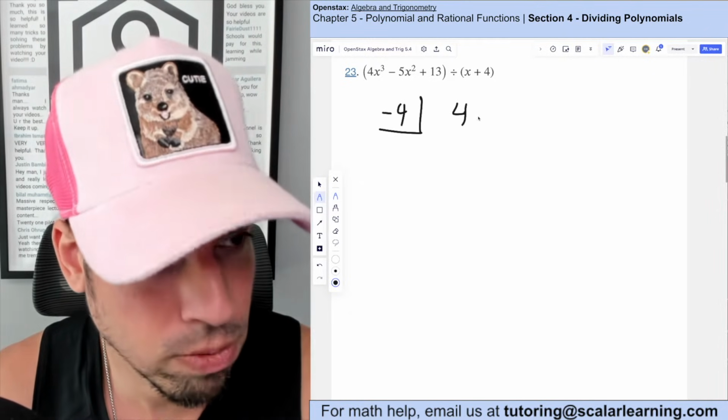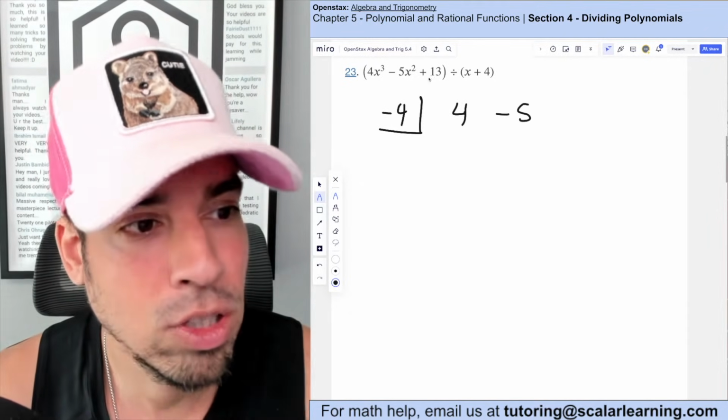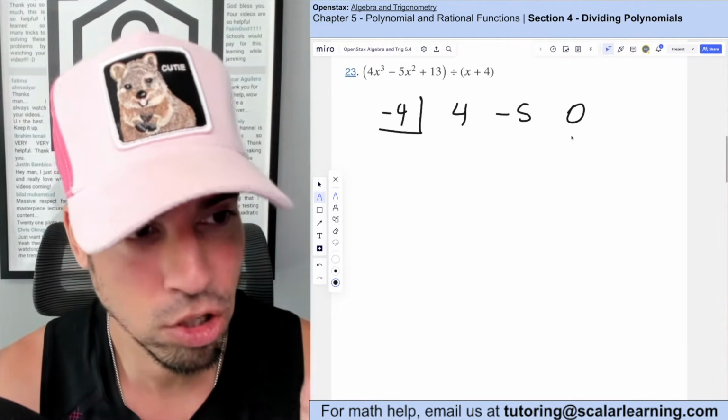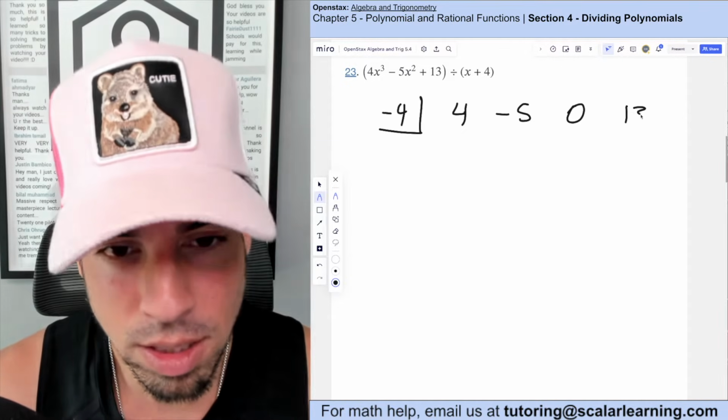So first we put the 4 for the x cubed, then negative 5. Now, since we could say it's like 0x, right? The x isn't there. We have to put a placeholder of a 0. Otherwise, it won't work. And then we got the constant at the end.